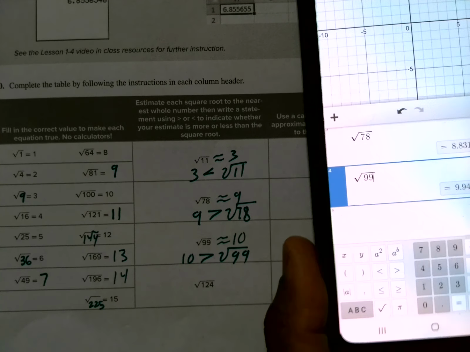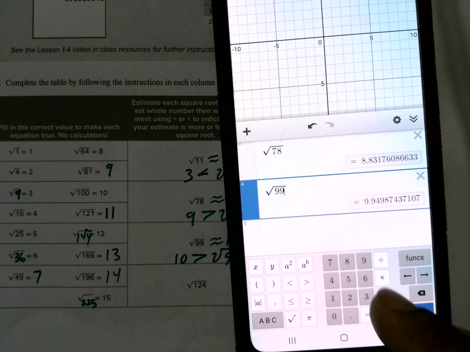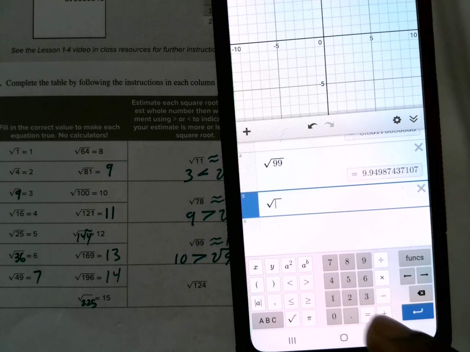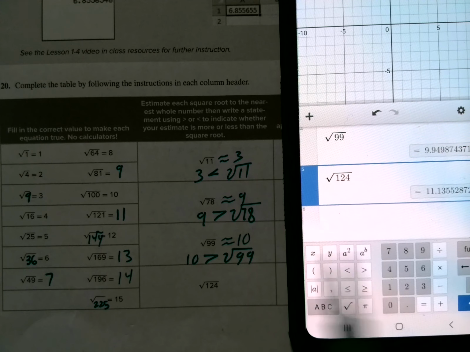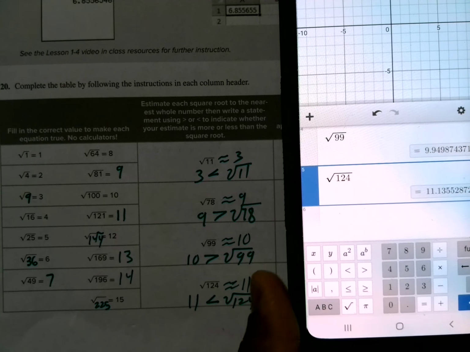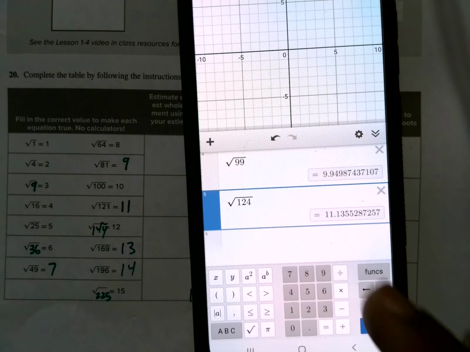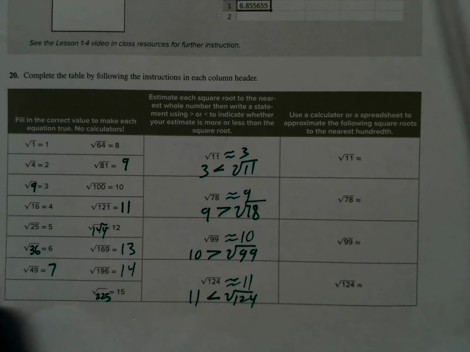And then finally, we'll do the square root of 124. And we know that's 11.1, so that's approximately 11. And we know that 11 is less than the square root of 124, because we know that this is higher than 11.